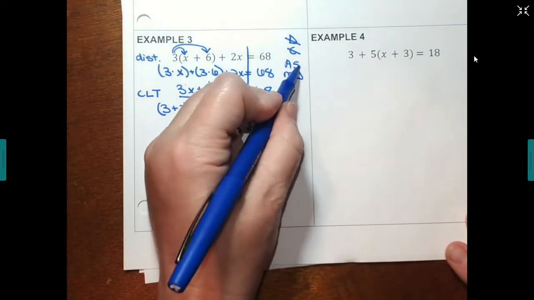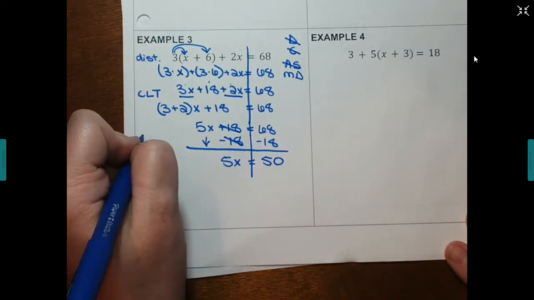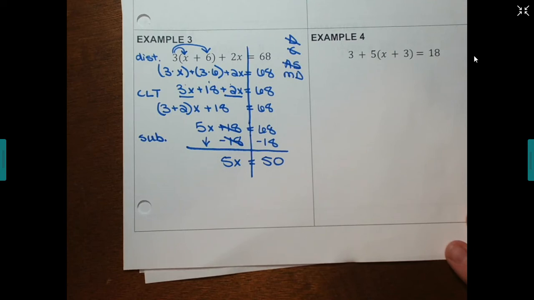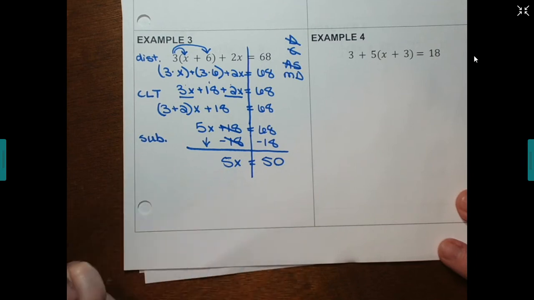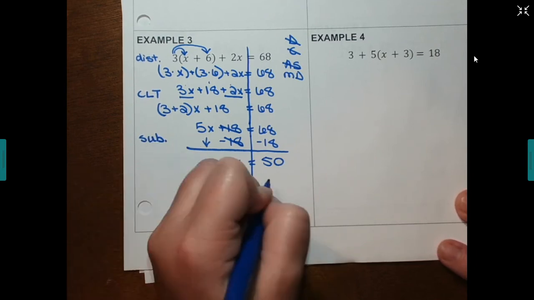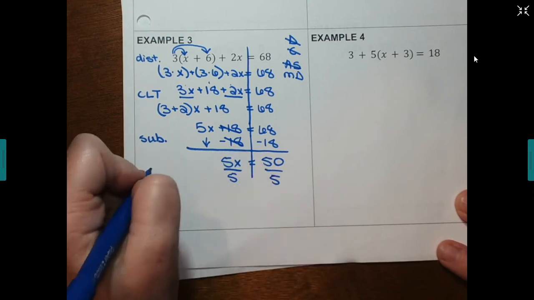Okay, so now I've added and subtracted. I had to subtract on that one. And now I have 5x equals 50. And I know that 5x means 5 times x. I want to get rid of that 5, so I need to do the inverse of multiplication, which is division. Divide both sides by 5.